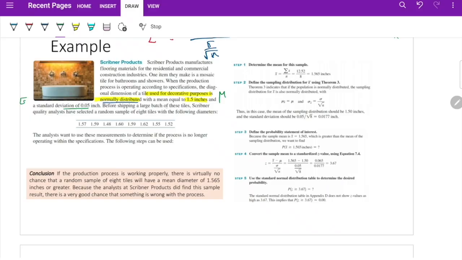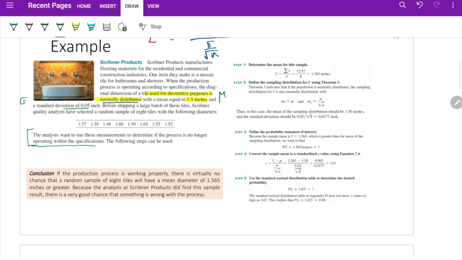Before shipping a large batch of these tiles, the analyst selects a random sample of 8 tiles with the following diameters. He would like to use the measurements to determine whether the process is no longer operating within the specifications. Now we are starting to make some sense of what we studied so far. Why? Because this big company makes tiles, and we cannot test all of these tiles.